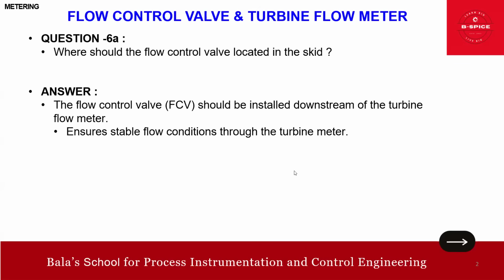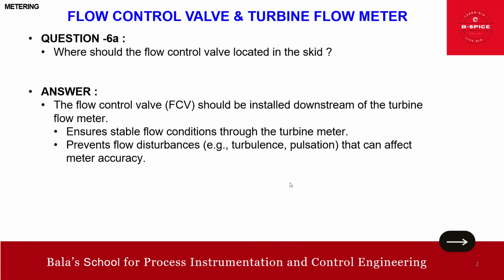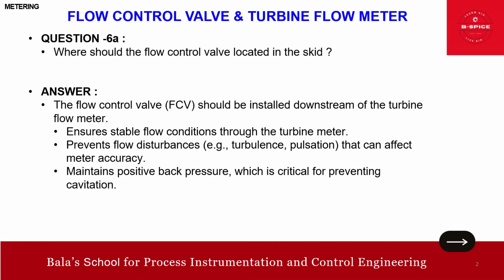Yes, if we install it downstream of the turbine flow meter, after the flow meter, it ensures stable flow condition through the turbine meter. It prevents flow disturbances like turbulence or pulsation that can affect the meter accuracy, right? It also maintains a positive back pressure, which is very critical for preventing cavitation. So these are the answers. The flow control valve should be installed downstream.